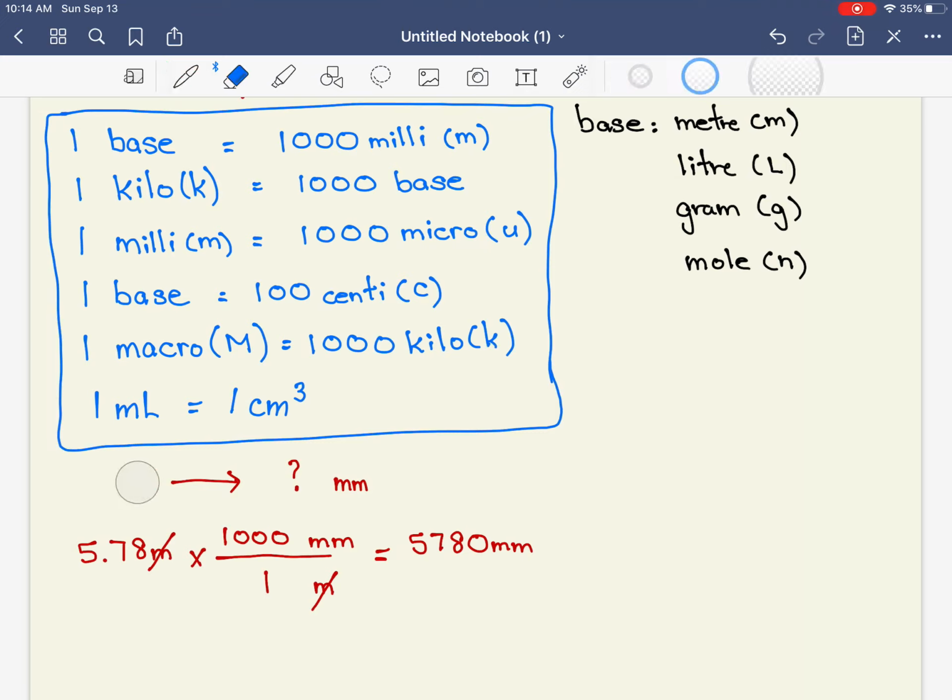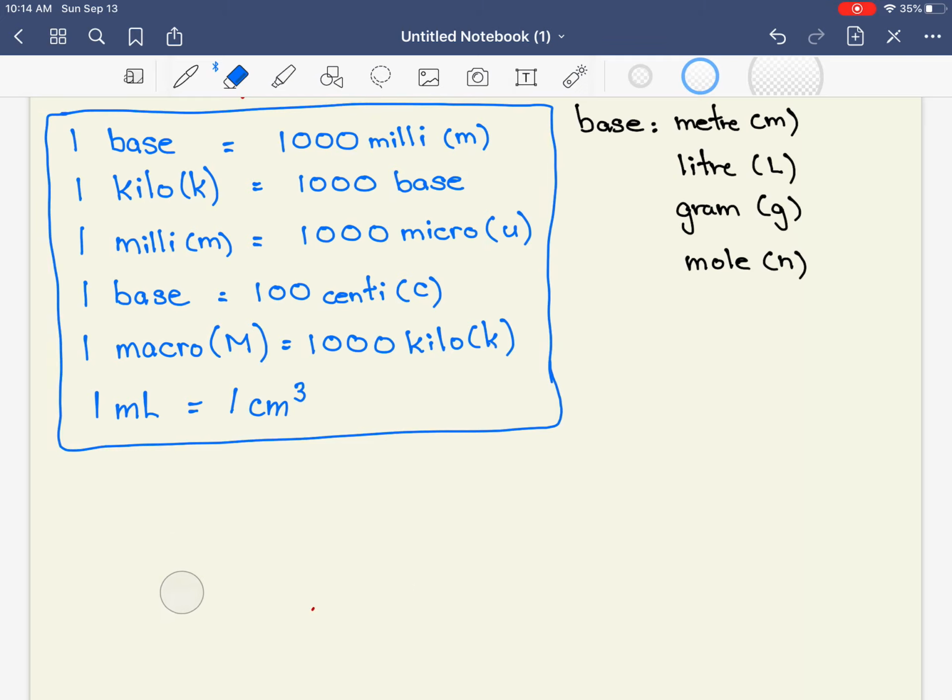Let's do another one. Let's erase this, and let's do another one. Okay? Let's say I have 14.773, I don't know, milliliter. And I want to know how many liters would that be.